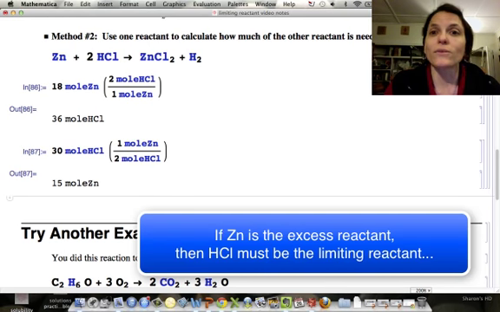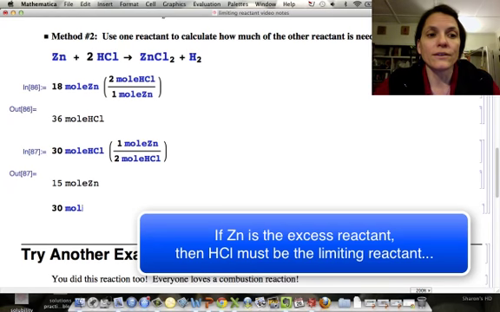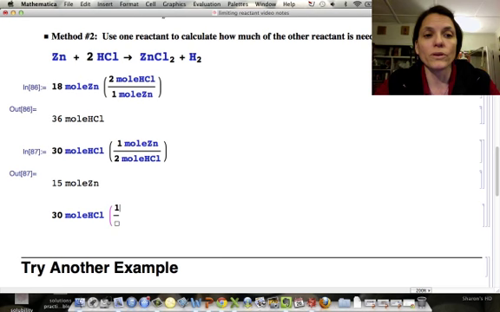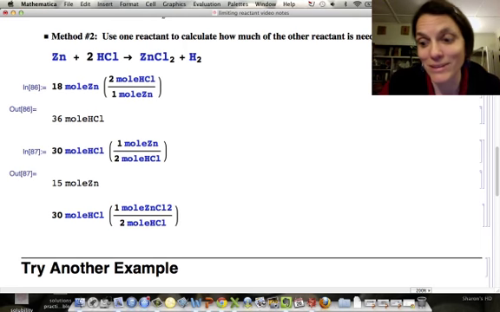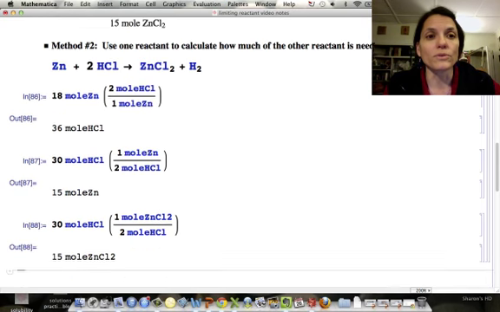Now, to figure out the amount of product formed, you have to base it on the limiting reactant. So once you have determined the limiting reactant, then you're going to use that to figure out the amount of ZnCl2 produced. So we know we have 1 mole of ZnCl2 for every 2 moles of HCl. So if we do this right, we should come up with the same answer. Both methods give you the same answer. 15 moles of zinc chloride is produced. Yep, same as the last time.